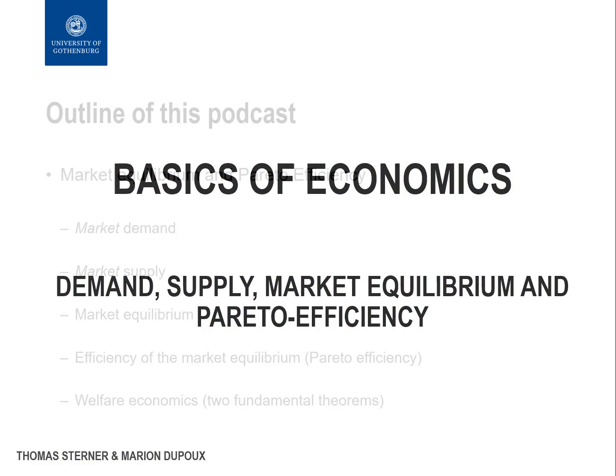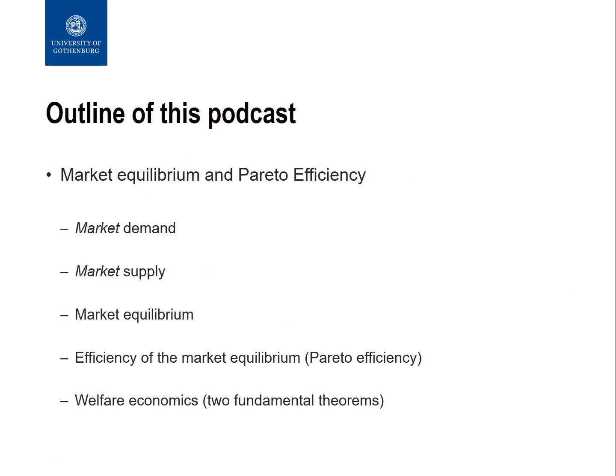In this podcast, we will explain how we obtain the market demand and the market supply from the individual demands and supplies. Then, what is a market equilibrium? We will also wonder, is the market equilibrium efficient? What is efficiency in the sense of Pareto? And we will finish by stating the two fundamental theorems of welfare economics.